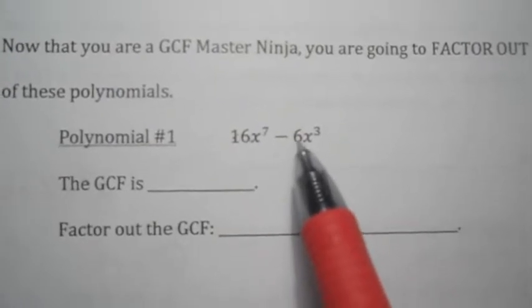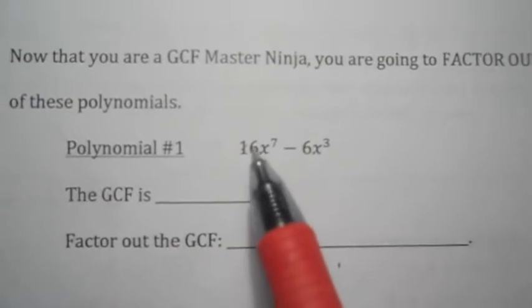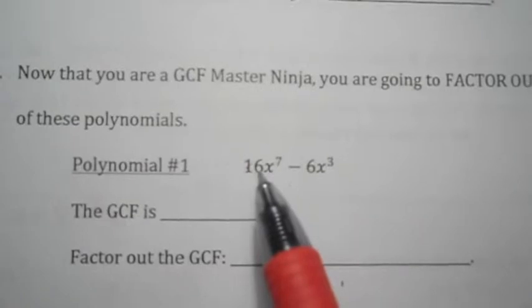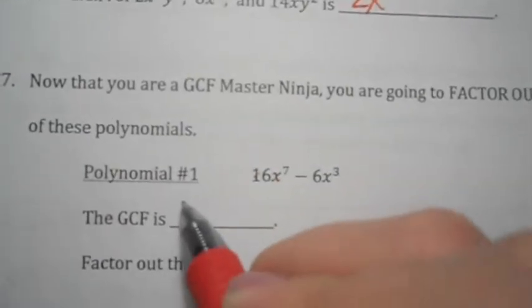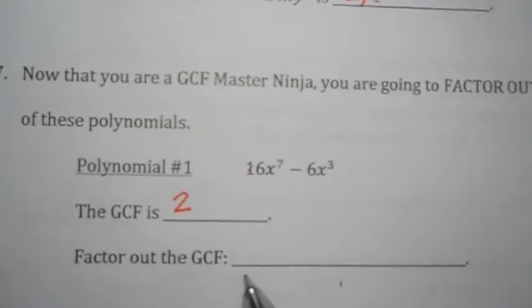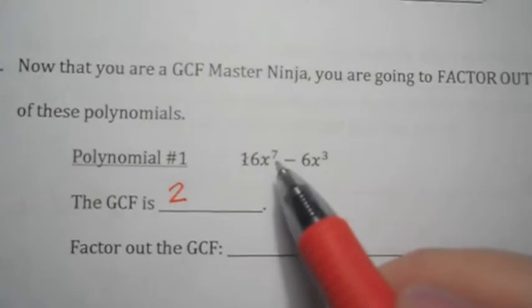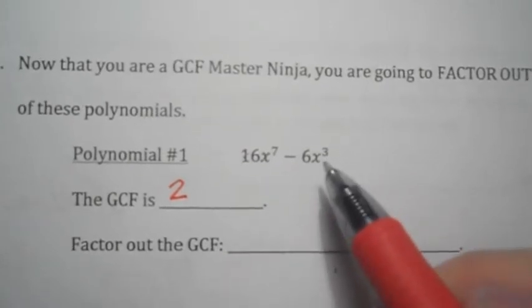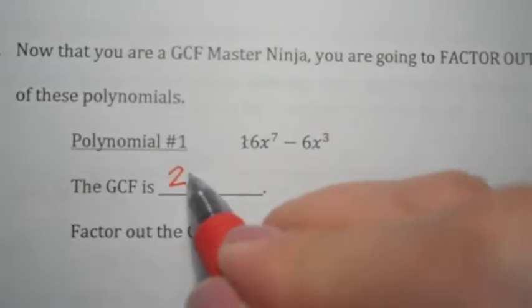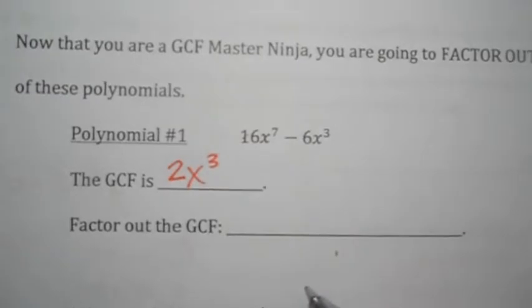Well, the factors of 6 are 1, 2, 3, and 6. 6 is not a factor of 16. 3 is not a factor of 16, but 2 is. So 2 is the coefficient of our GCF. Now let's look at the variables. We have x to the 7th power and x cubed. So the most x's that they have in common is 3. And that's our GCF.